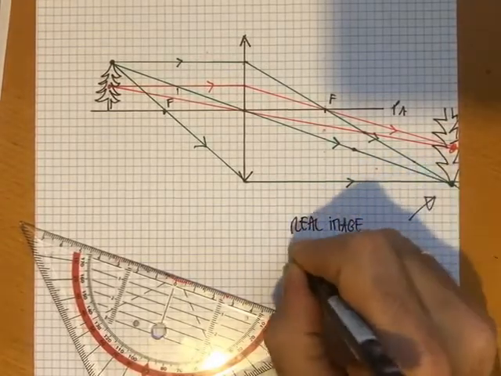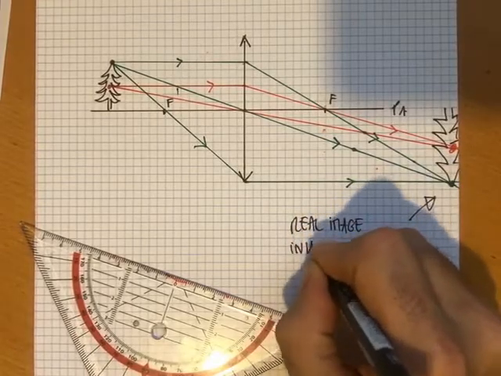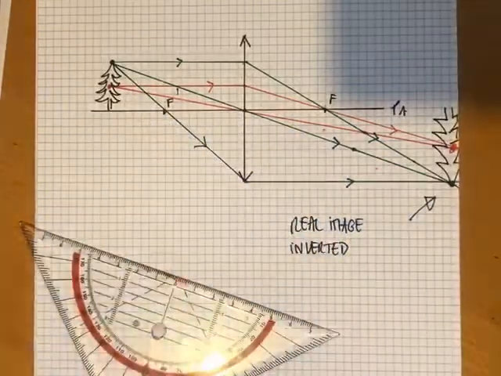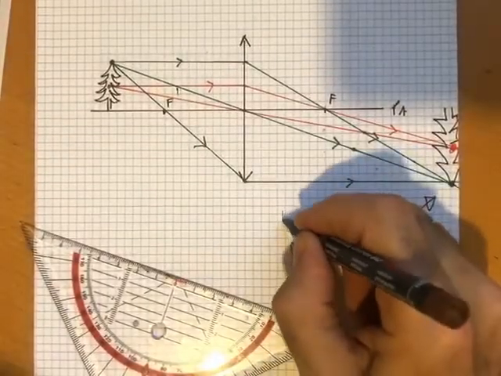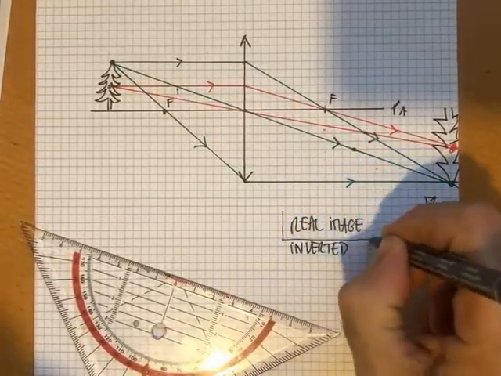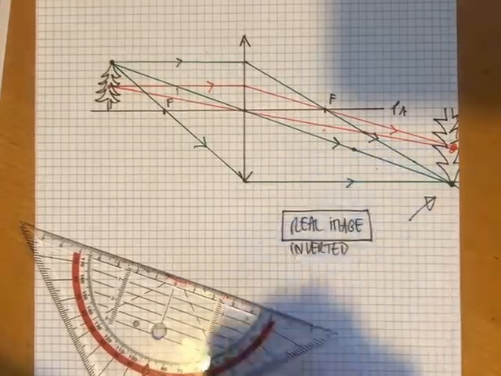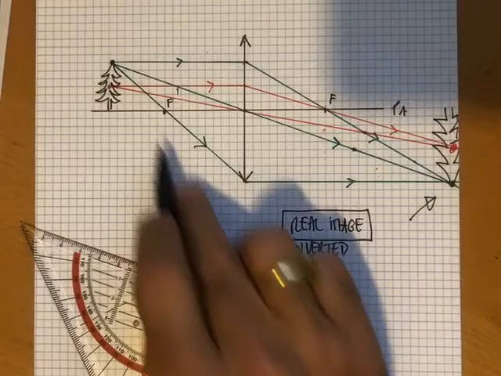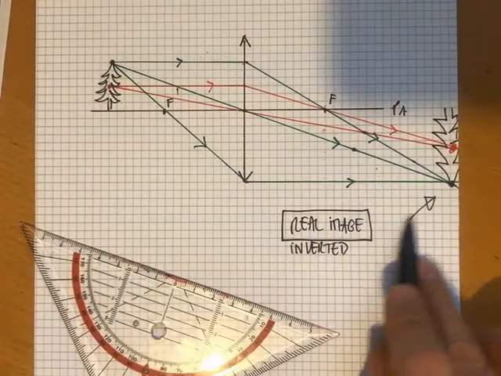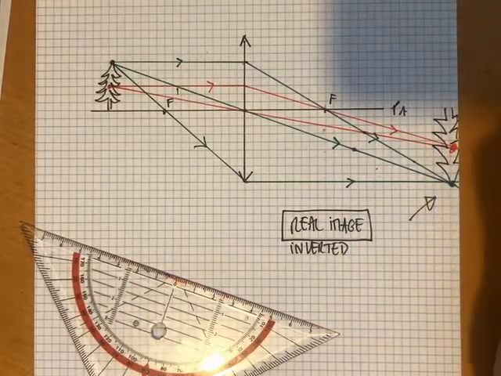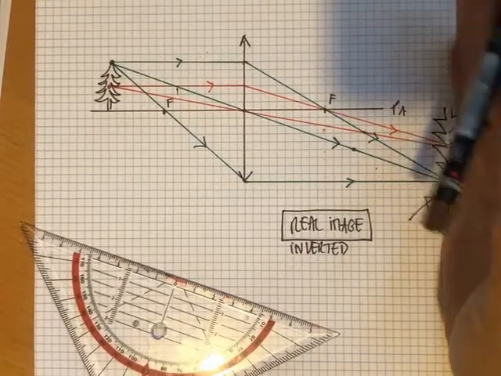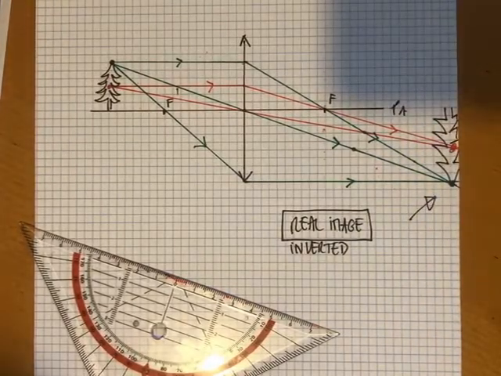A real image, and it is inverted because it is turned, it has head down, whereas this one is head up. Okay, a real image is what? It is an image that you can project on a screen. So here there is light arriving, you can project this image on the screen. If you put a screen here, it's going to be lit, there's light arriving, and you are going to see your tree there.